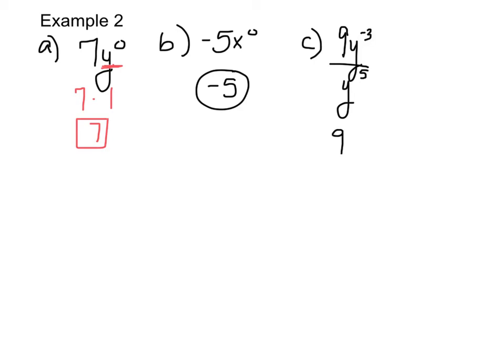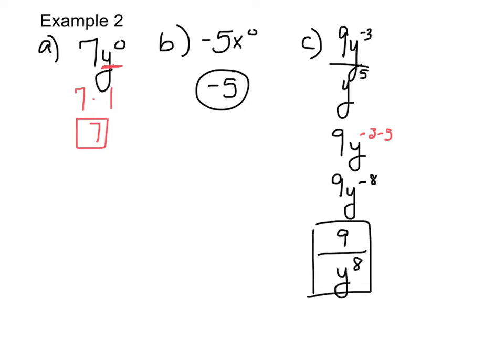You would take 9, y, same base, we're dividing with the same base, so what do you do with the powers? You subtract them, so negative 3 minus 5. That would then give you 9y to the negative 8th power. The 9 stays on top, the y to the negative 8th goes on bottom and becomes y to the 8th.